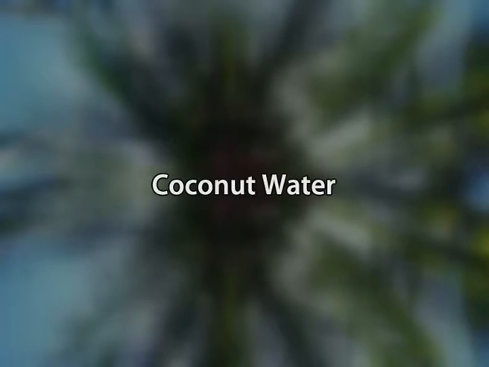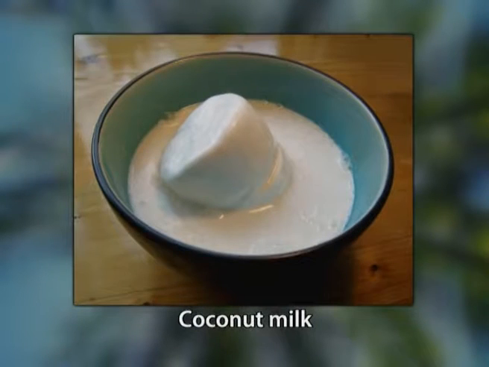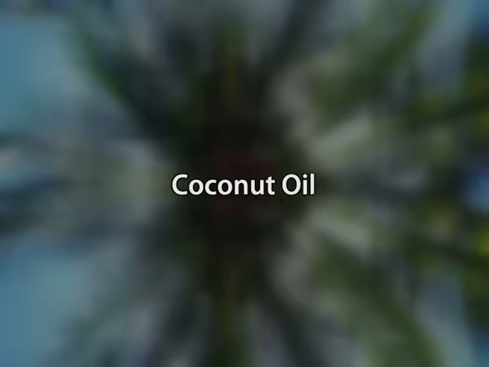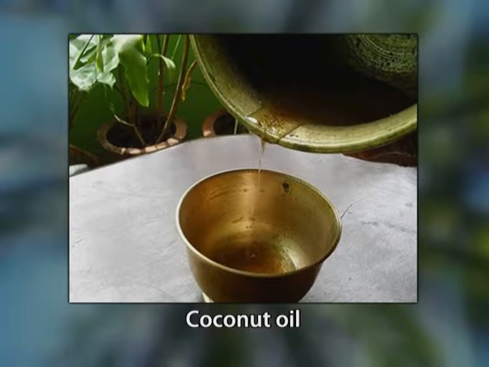Second, coconut water. It is consumed as a refreshing drink throughout the humid tropics. Third, coconut milk. The milk can be used to produce virgin coconut oil. Fourth, coconut oil. It is commonly used in cooking, especially for frying.